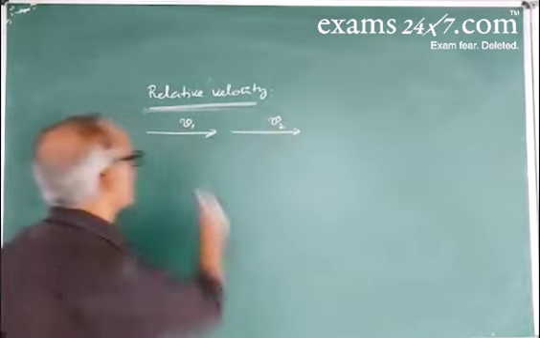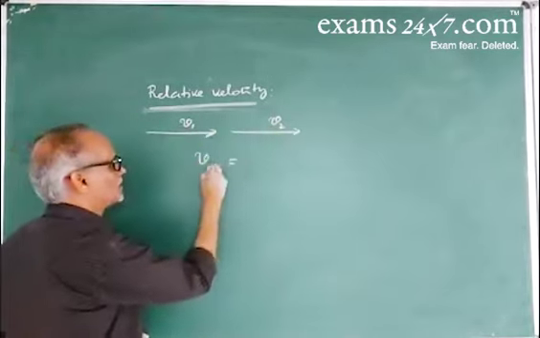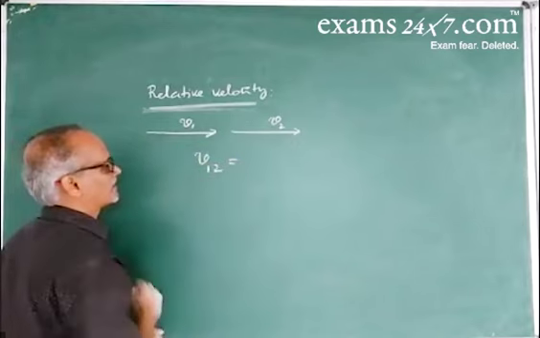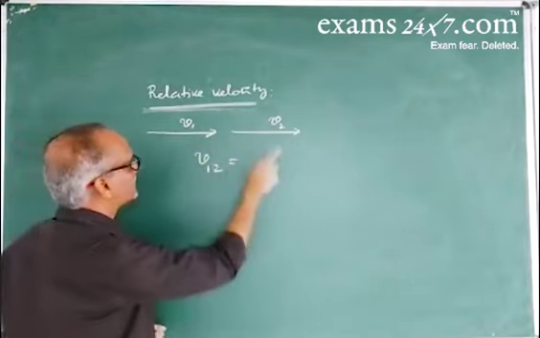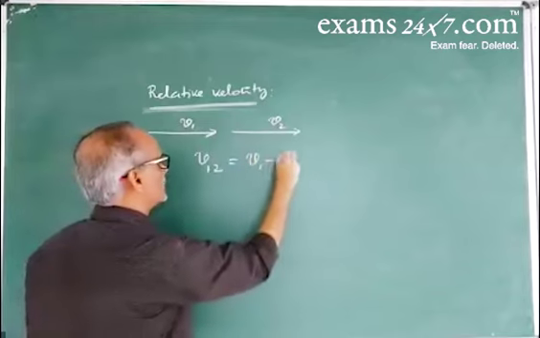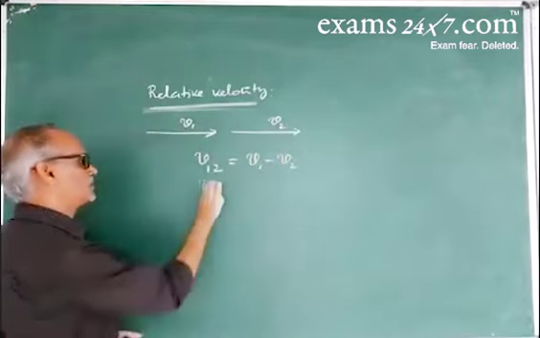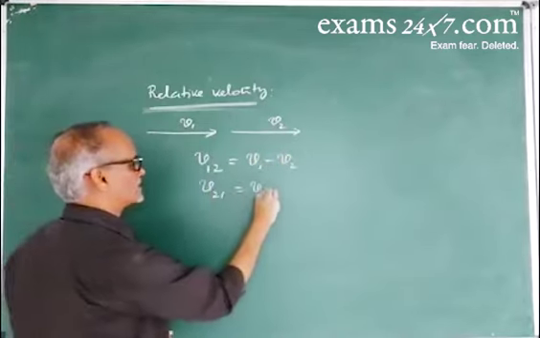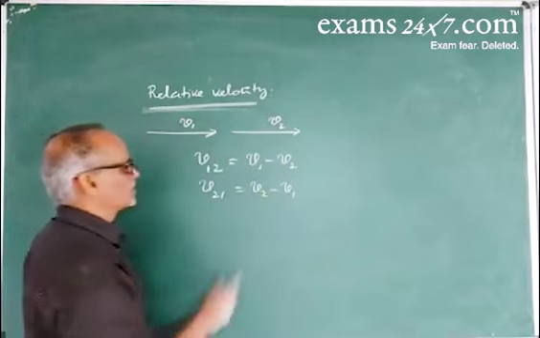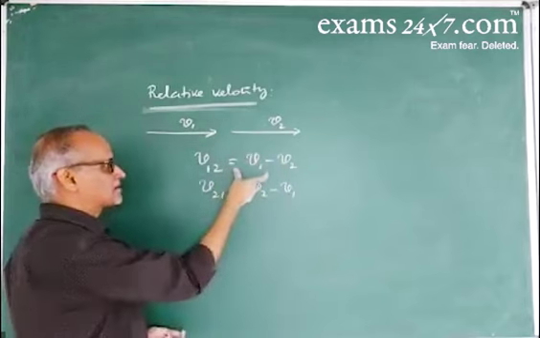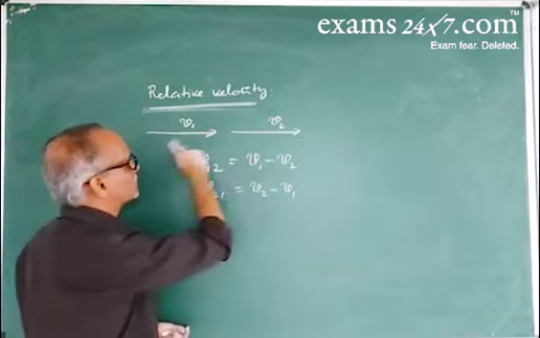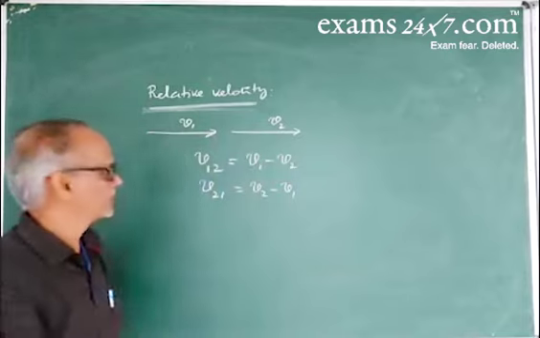So that is v12. The velocity of the first body with respect to the second is always given by the difference when they move along a straight line. So v12 is v1 minus v2. And if you want to find v21, then it is v2 minus v1. So the relative velocity is always the difference if the two bodies are moving in the same direction.